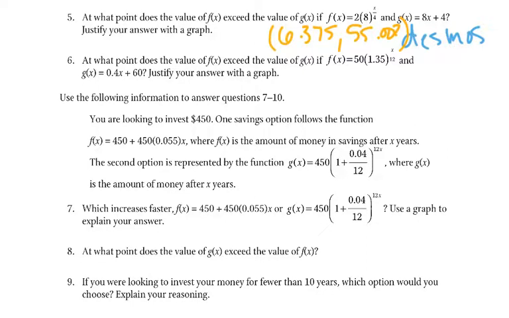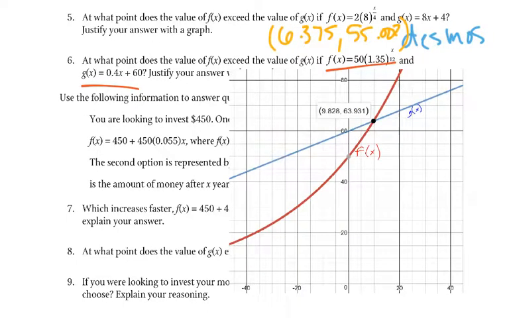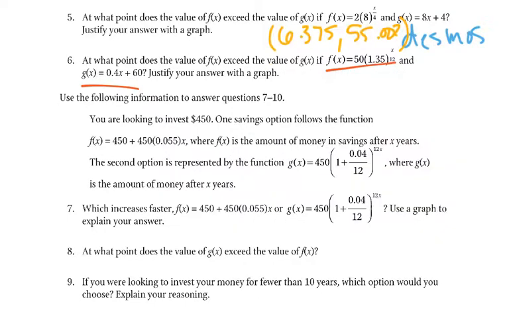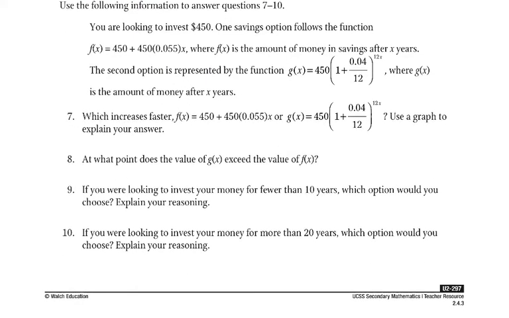6. At what point does the graph value of f of x exceed the value of g of x if, again, exponential and linear? Okay, again, I'm going to go straight to the graph. Okay, so f of x, our exponential's right here. Okay, we've got some pretty big numbers, and it's got its curvature. Okay, and this point right here, so the linear is bigger until we hit this point of 9.828, 63.931, and then the exponential is bigger. All right, so now let's look at number 7 to 10.